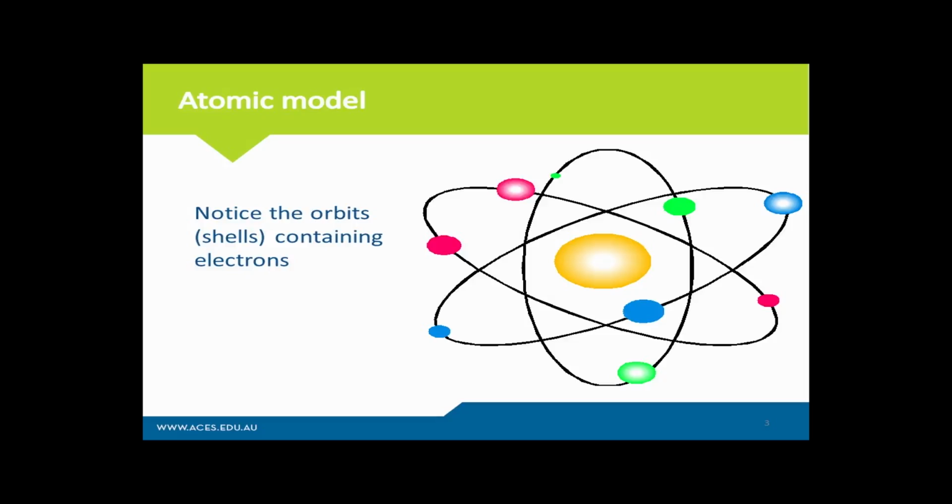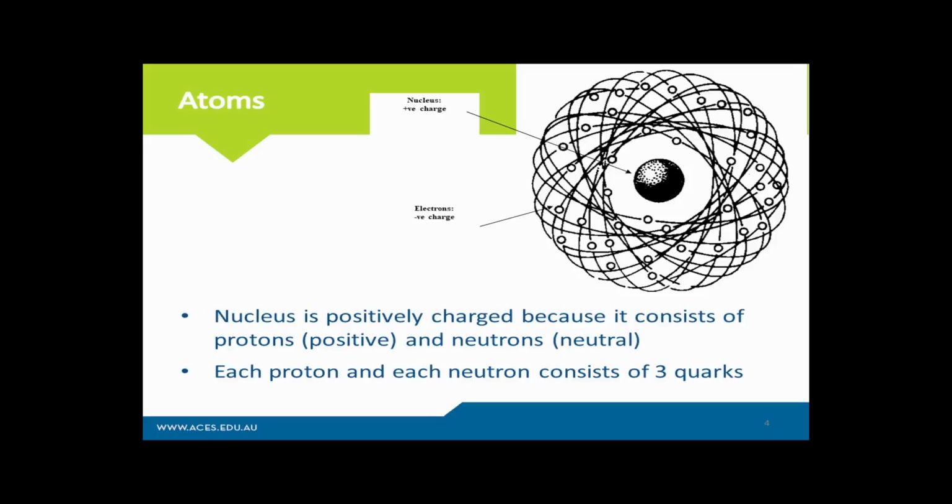and electrically neutral. So here is an atomic model. Notice the orbits, or the shells, of electrons that are orbiting around the nucleus. In fact, the nucleus is so incredibly small compared to the distance to the electrons that atoms are primarily made up of space. The nucleus is positively charged because it contains protons, which are positively charged, and neutrons, which are neutral. And each proton is made up of 3 quarks, and each neutron is made up of 3 quarks.